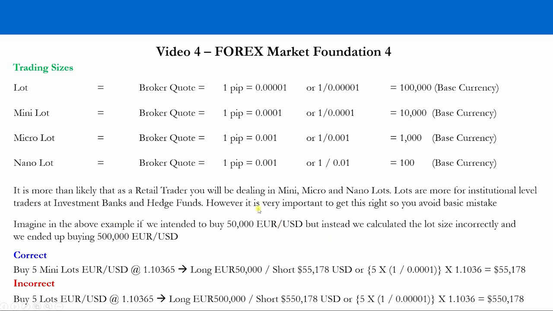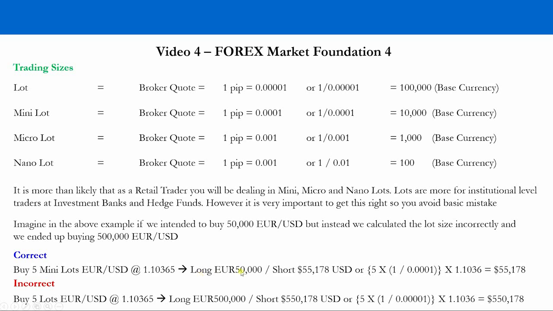If we use the above example of euro dollar, let's say we intended to have the equivalent exposure of 50,000 euros. So we wanted our trading size to be 50,000 euros. But instead, we calculated the lot size incorrectly, and we ended up buying 500,000 euros. The correct way, if our intention was to buy 50,000, is to buy 5 mini lots.